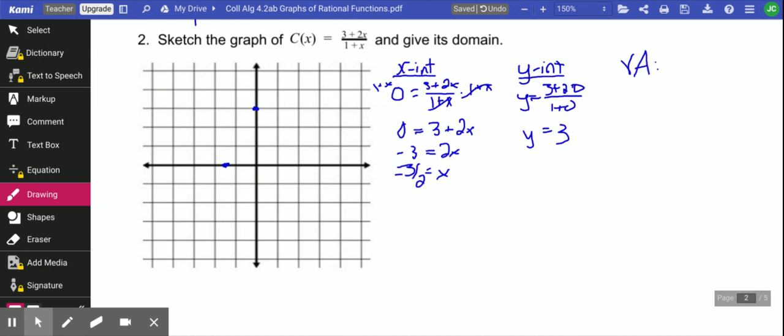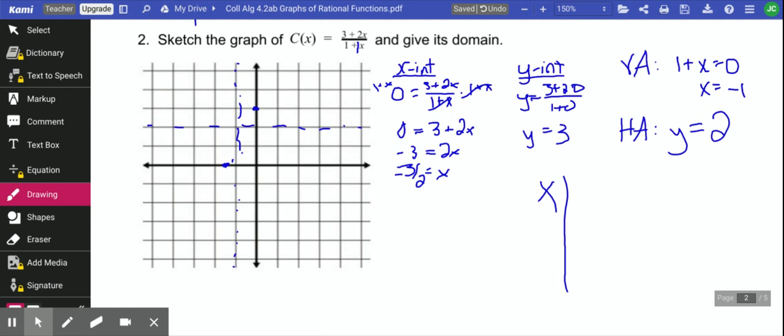Now we're going to look at the asymptotes. Vertical asymptote, we find that by taking the denominator and setting it equal to 0. So it looks like x equals -1. That was not very pretty. Horizontal asymptotes, the degree in the numerator and the denominator are both 1. So we need to look at our leading coefficients. Our leading coefficients are actually 2 and 1. Be careful with that because it's not written in standard form. So y equals 2.